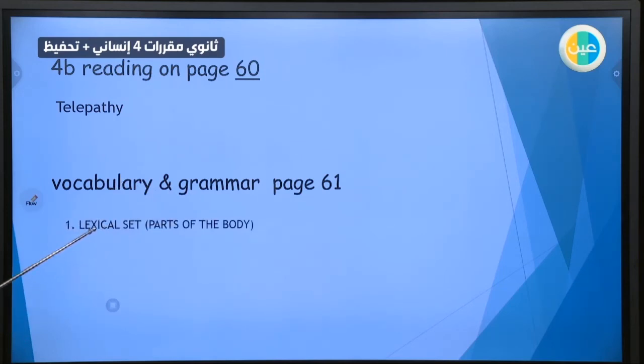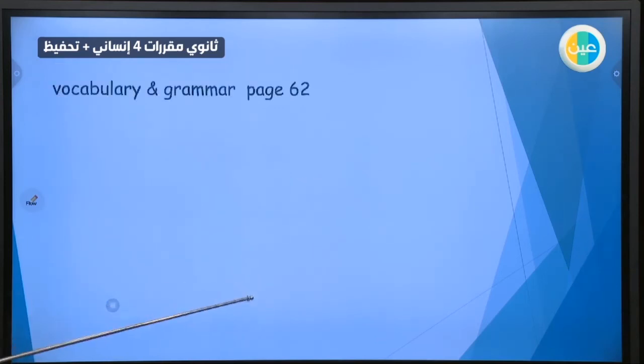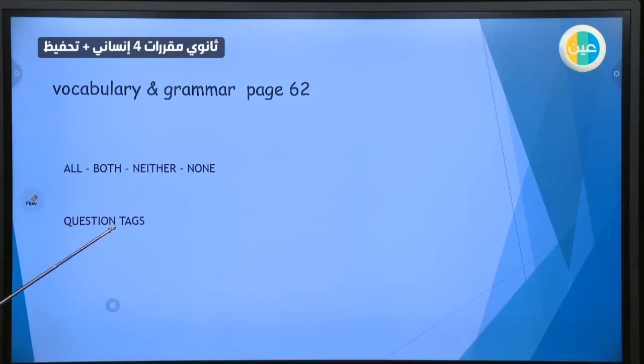The first part is the lexical set, which is a group of words under one topic, which is parts of the body. Then we have words easily confused. Many words have similar meanings. And we have phrasal verbs. What about the grammar? On page 62, we have all, both, neither, none, and we have question tags. The grammar consists of two parts. The first one, all, both, neither, none. Let's revise them together.